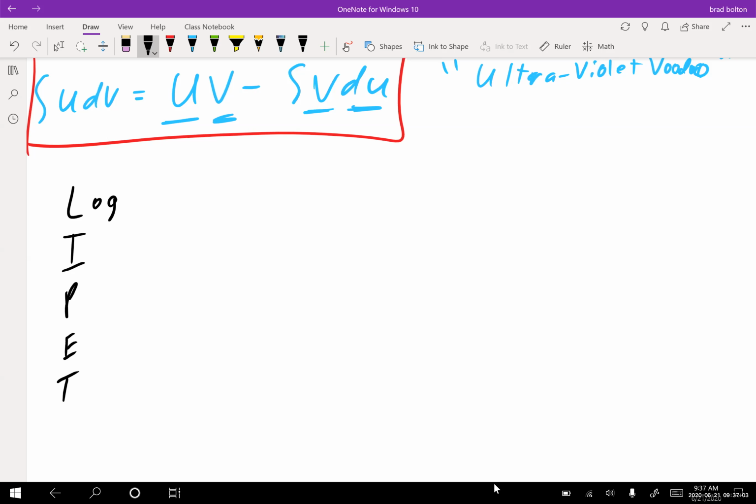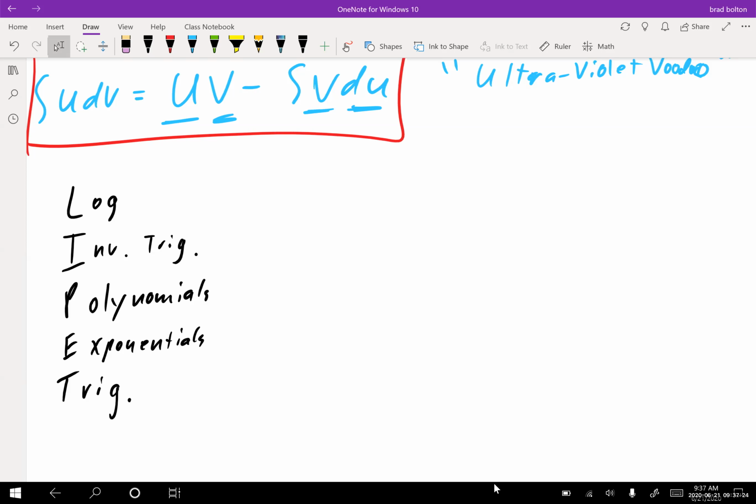And this deals with logs, inverse trig, polynomials, exponentials, and then we have trig, regular old trig. Okay, so this is kind of how you decide what's going to be u and what's going to be dv.